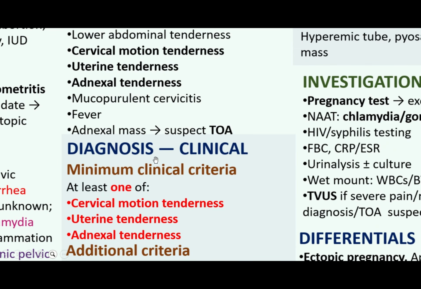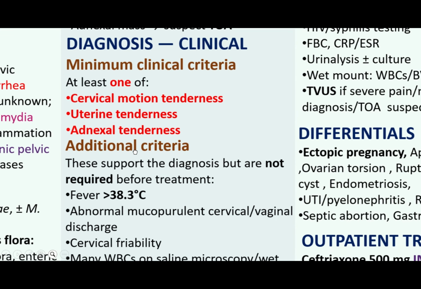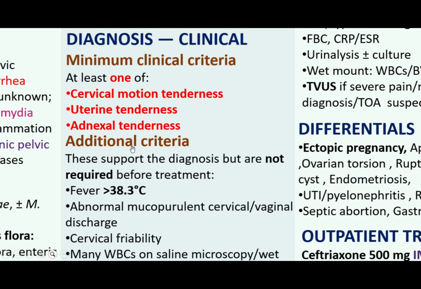So the diagnosis is clinical, and we have the minimum criteria as well as the additional criteria, and then the definitive criteria. So the minimum criteria, this is from the CDC. And if someone has one of the following, you want to start them immediately on antibiotics or on treatment for pelvic inflammatory disease. And this is because you better over-treat this than under-treat it. So cervical motion tenderness, uterine tenderness, and adnexal tenderness. One of these, you want to already begin them on treatment. You don't have to wait for labs or anything like that. And as we have seen here, it's a clinical diagnosis. So if you find this, you treat immediately.